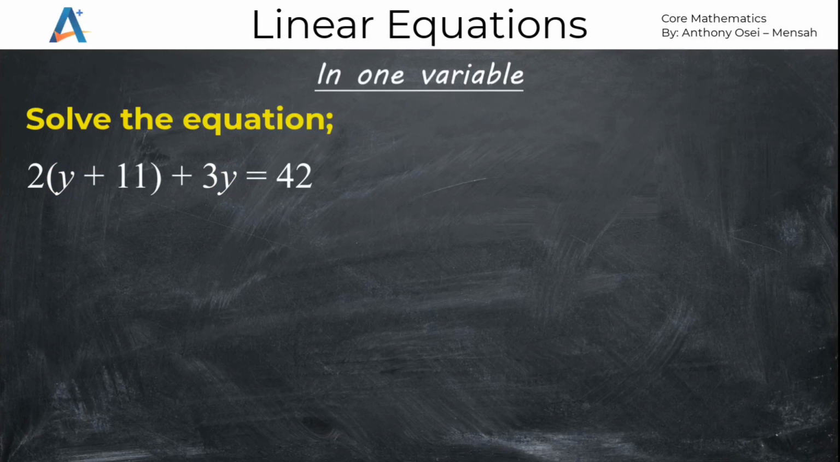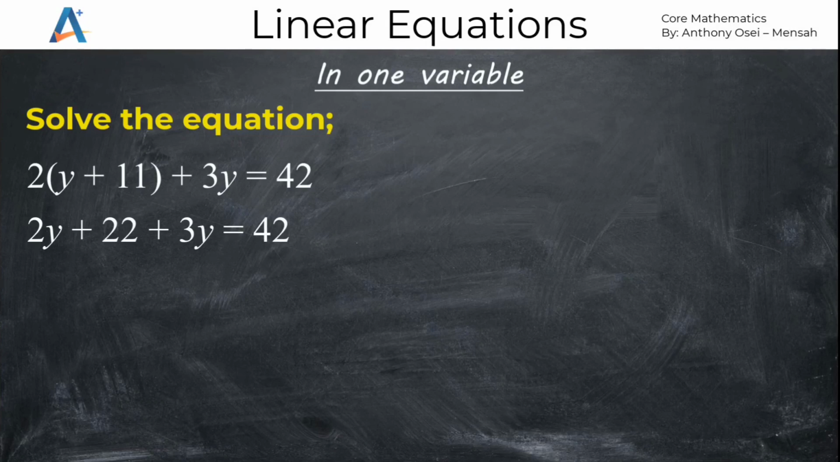We need to first of all expand to remove the bracket at the left hand side. So 2 will multiply y to give us 2y. Then 2 multiply 11 to give us 22, so plus 22. Then plus 3y, which is also another y term, now equal to 42.